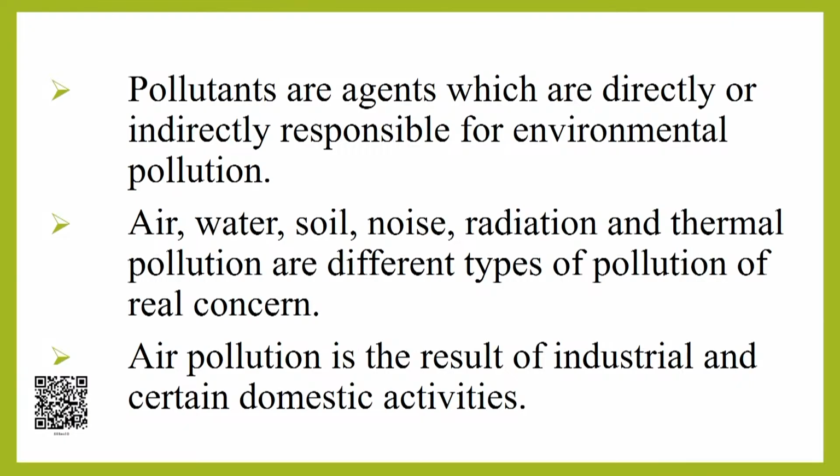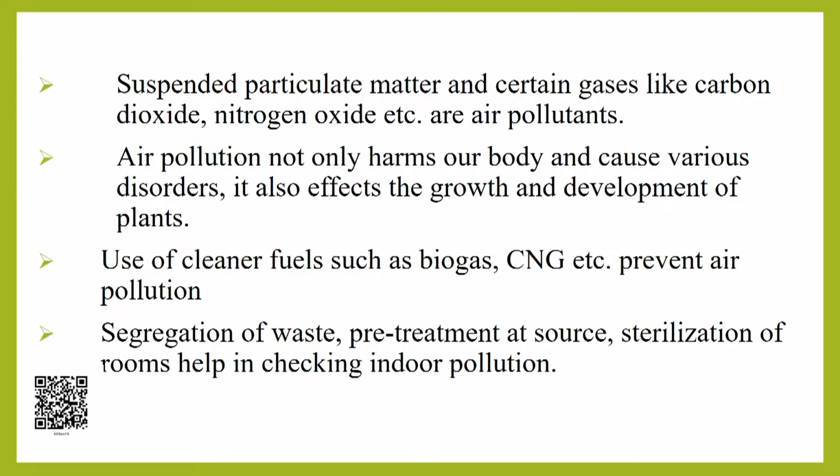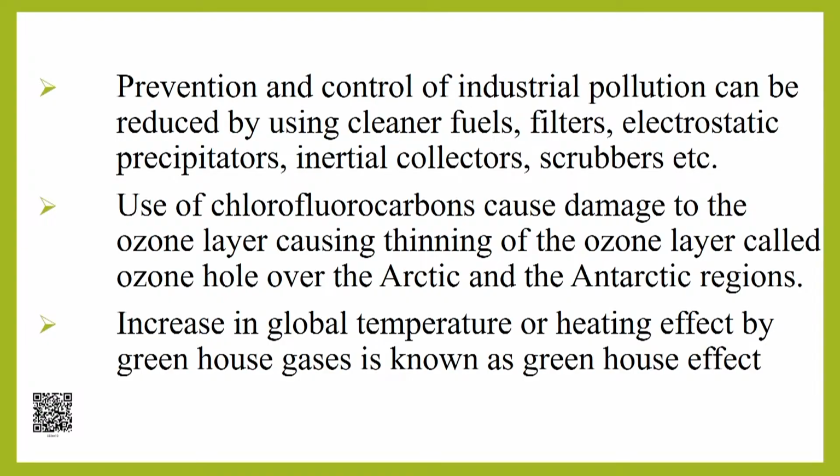Pollutants are agents which are directly or indirectly responsible for environmental pollution. Air, water, soil, noise, radiation and thermal pollution are the different types of pollution of real concern. Air pollution is the result of industrial and certain domestic activities. SPM and certain gases like carbon dioxide, oxides of nitrogen and sulfur are air pollutants. Air pollution not only harms our body and causes various disorders, it also affects the growth and development of plants too. Use of cleaner fuel like biogas, CNG and PNG prevents air pollution. Segregation of waste, pre-treatment at source and sterilization of rooms help in checking indoor pollution. Prevention and control of industrial pollution can be achieved by using cleaner fuel, filters, electrostatic precipitator, inertial collector and scrubber.